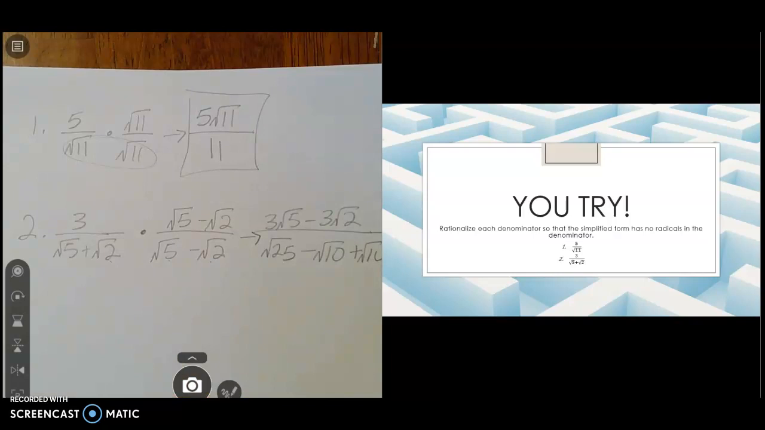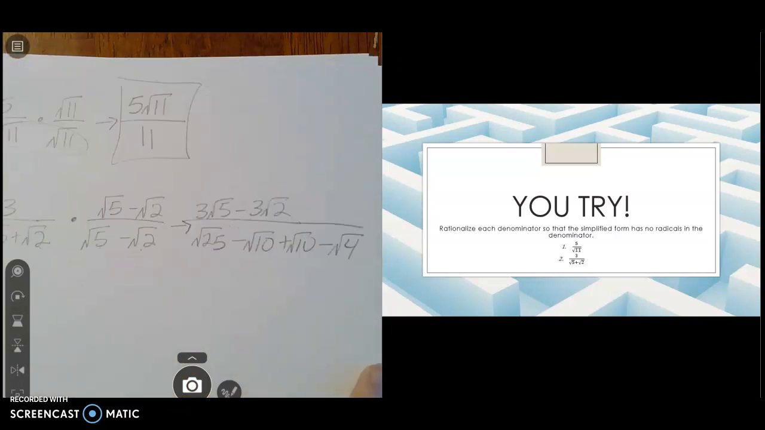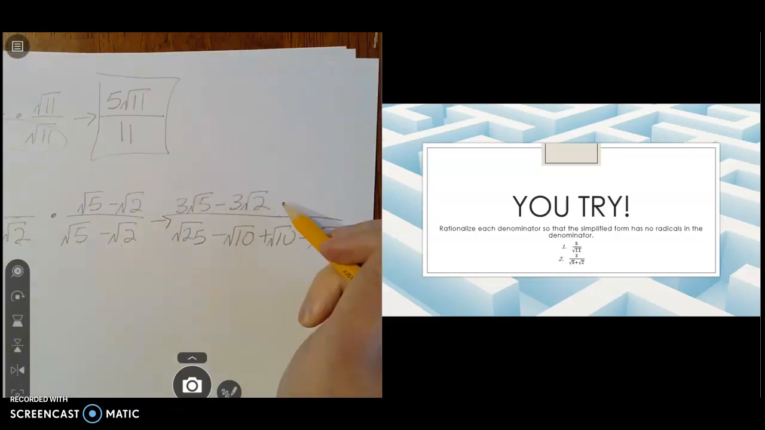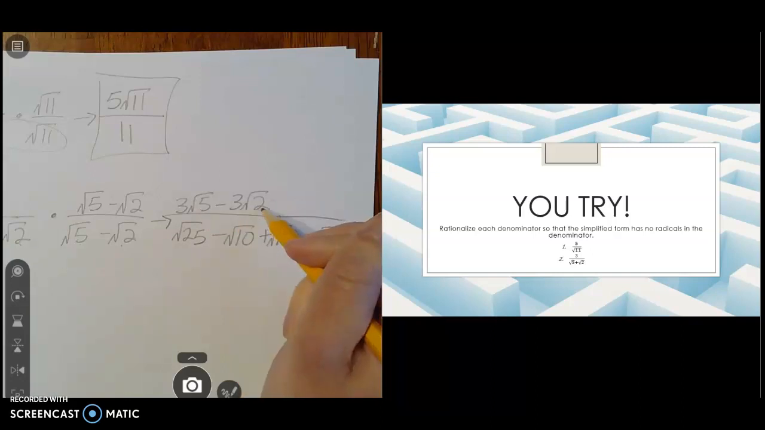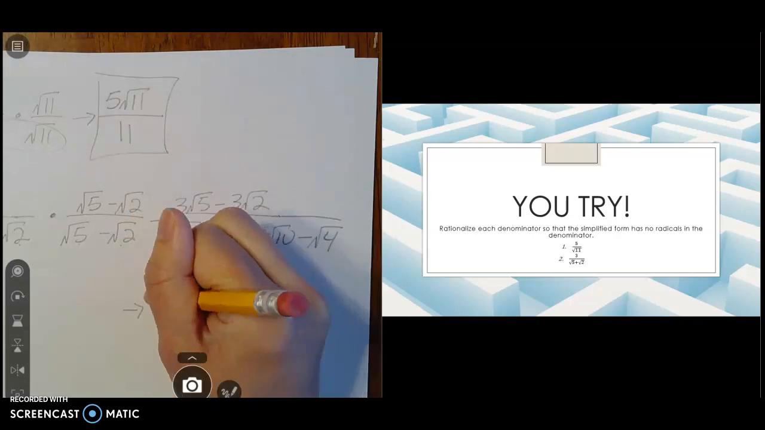All right, from here, in the numerator, there's no simplifying I can do because they are not like radicals. One's a square root of 5 and the other is a square root of 2, so they are different. So we will have to keep those exactly like they are.